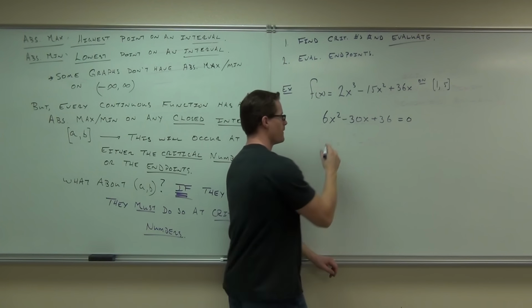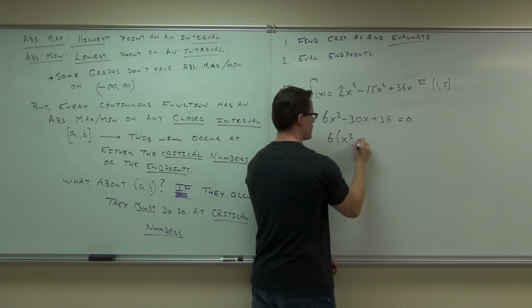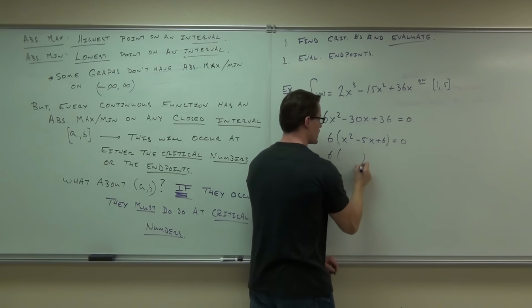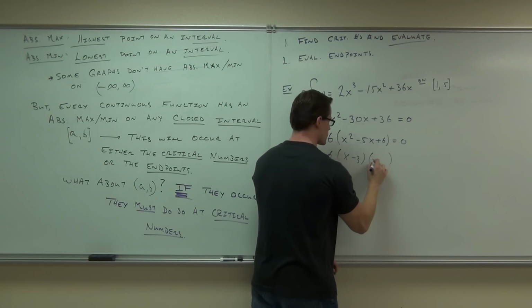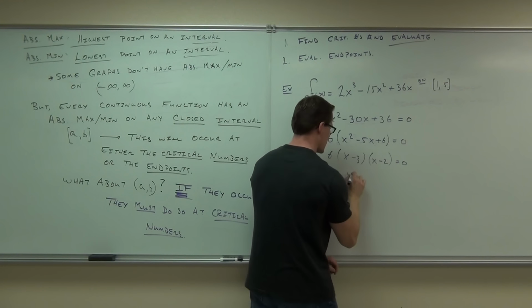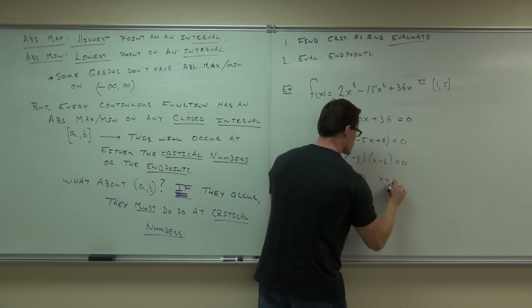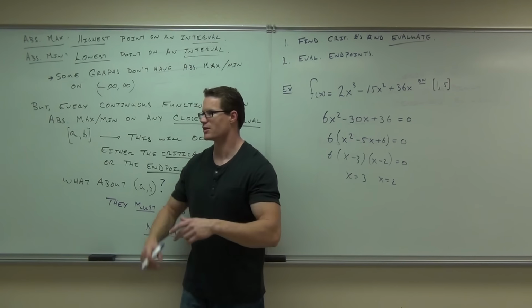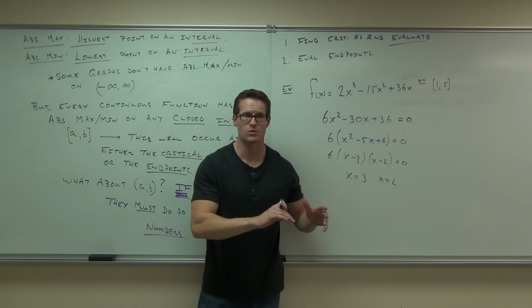What are you going to factor out of that? You're going to get x squared minus 5x plus 6 equals 0. You're going to continue to factor. You're going to get x minus 3, x minus 2 equals 0. You're going to get x equals 3 and x equals 2. I factored that very fast, but that should be kind of no-brainer stuff. Are you guys okay getting the 3 and the 2?